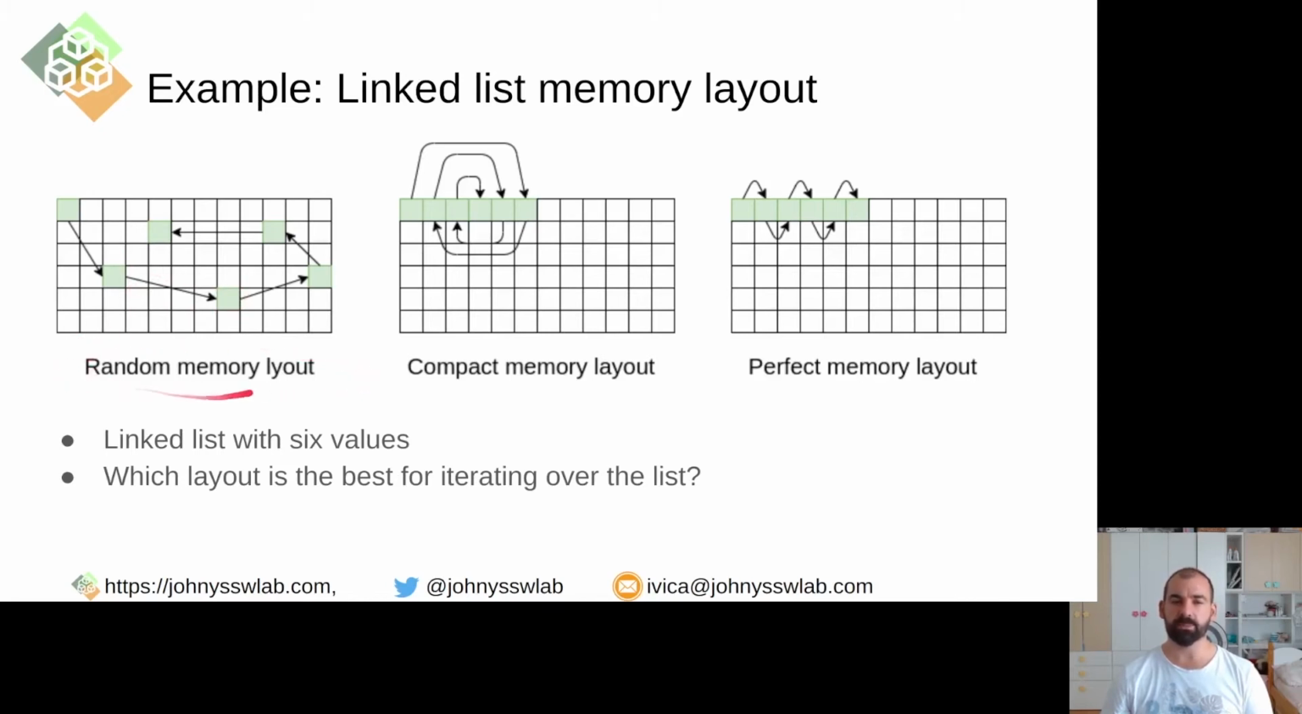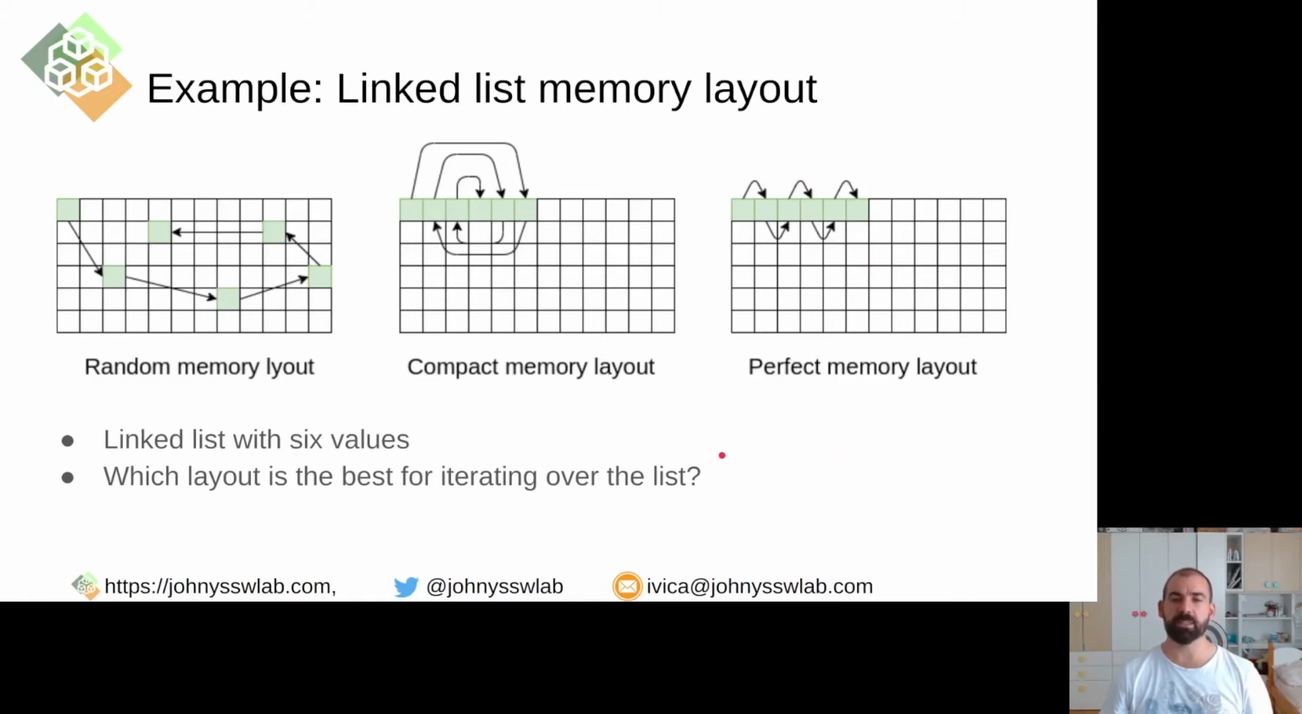The first one is called random memory layout, because the nodes are just stored randomly in memory, so there is no pattern here. The second is called compact memory layout. In this case, the nodes are compact in memory, so they're not dispersed through memory, but again there is no pattern accessing. So if you go like this, you're just jumping around memory when you're going through the linked list. And the third one is called the perfect memory layout. Why is it called perfect? Well, first, the nodes are compact in memory, and second, logically neighboring nodes are also neighbors in memory.